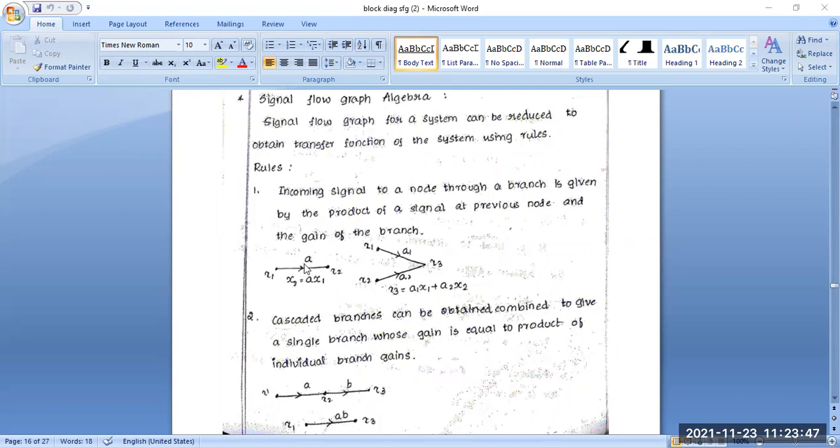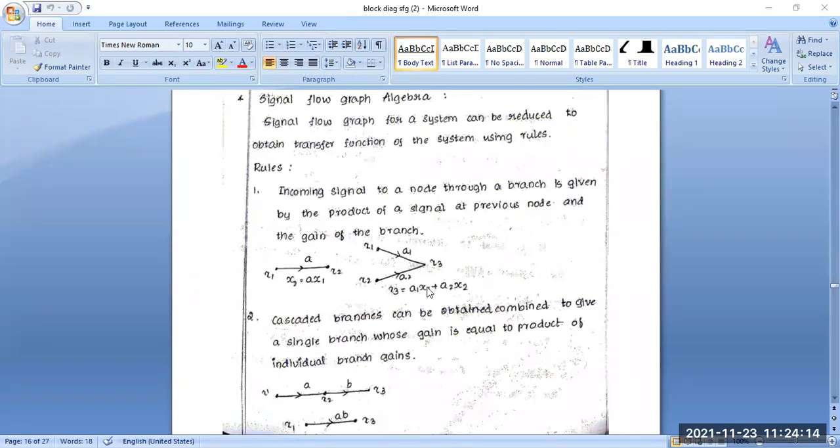So that means this arrow sign is called the path. This x1, this a is the gain of this path, and x1 is the input node, and x2 is the output node. So this is basically the equation, that is x2 equals a x1. Okay, so this a x1 is a path, and it is represented by an arrow symbol.